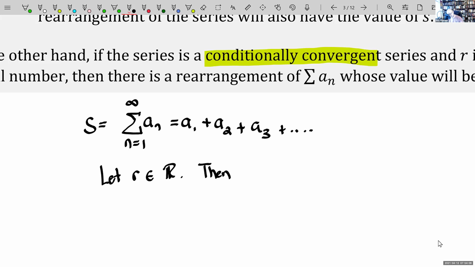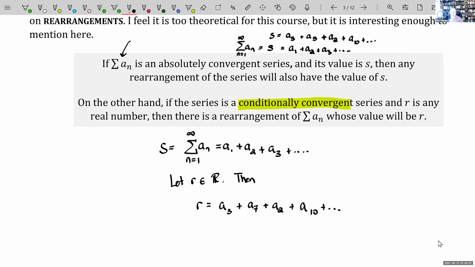Then R can be equal to, let's just say, A3 plus A7 plus A2 plus A10 plus and so on. This is a really interesting result: conditionally convergent series converge to a very specific value if you add it up in the order handed to you. However, if you add it up in a different order, it'll become possibly something different. And for any given real number R, you can add up your series to match that.